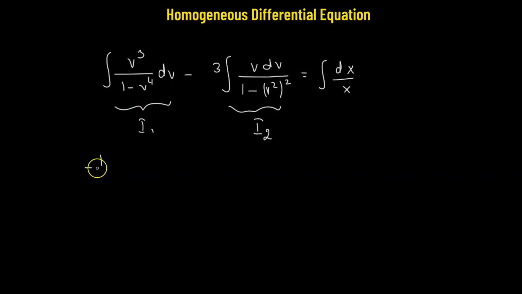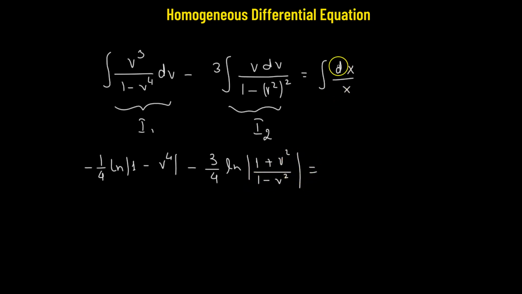Now that we have the values of y1 and y2, let's substitute this back into our original equation. So we have negative 1/4 times natural log of 1 minus v raised to the power of 4, minus 3/4 times natural log of (1 plus v squared) divided by (1 minus v squared), equals to, so we have integration of dx over x, so that will be natural log of x plus the constant of integration, which will be the sum of the constants from all the three integrals. And since everything is written in terms of logarithm, we'll consider the constant to be in the form of logarithm. So let's take log of c.